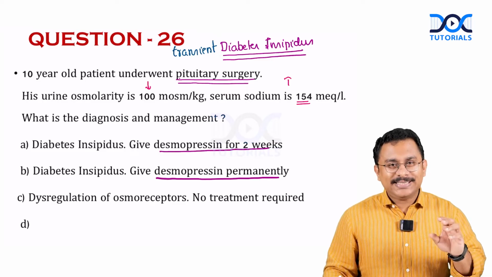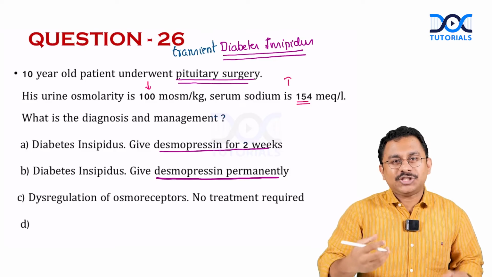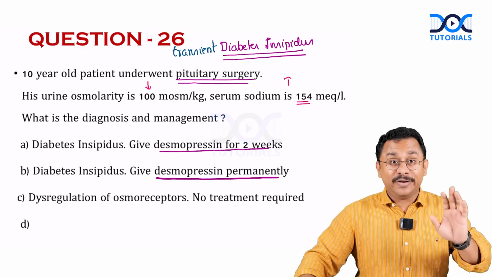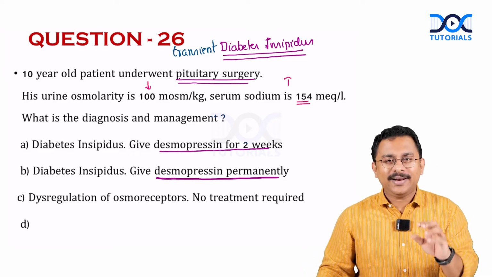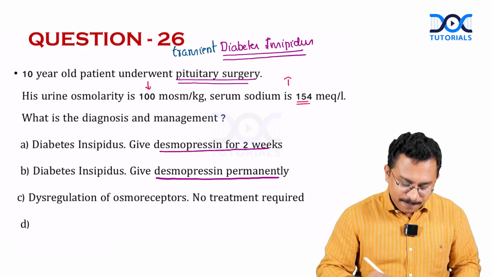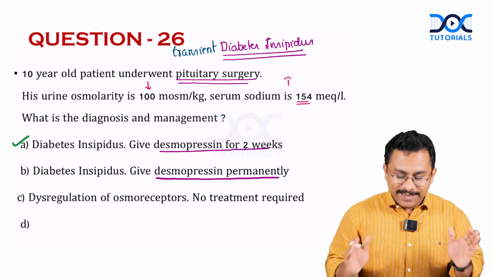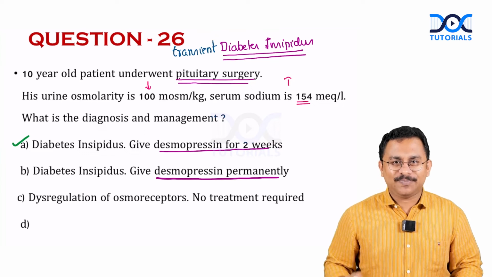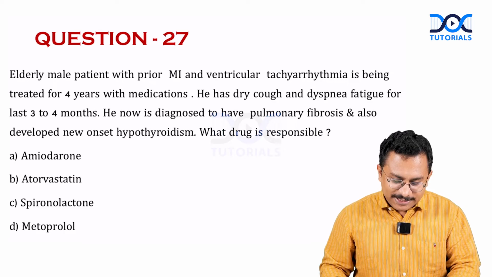So since it is more commonly a transient one, we commonly go for a shorter course of desmopressin. Though there is no definite guideline saying that you give for 2 weeks only, generally only a short course treatment is required with desmopressin, because of which the answer is going to be option A. It is a case of diabetes insipidus and you give desmopressin for around 2 weeks. Okay, clear. Moving on to question number 27.